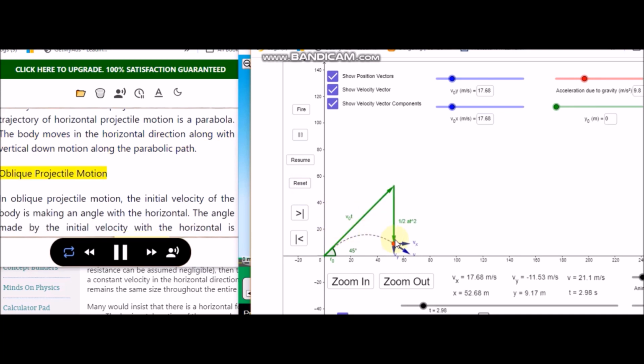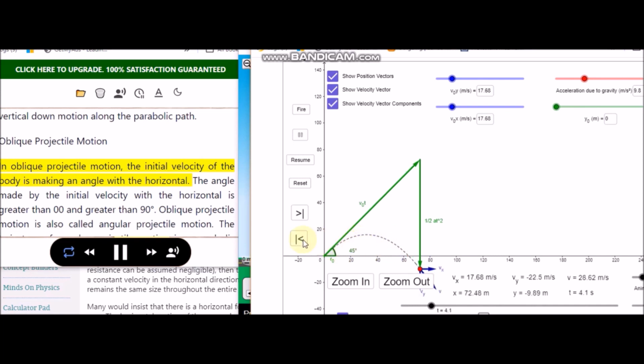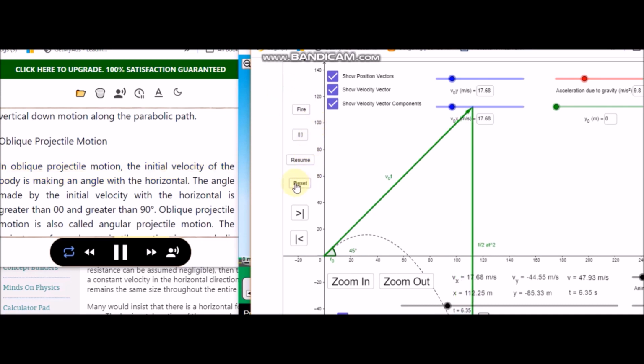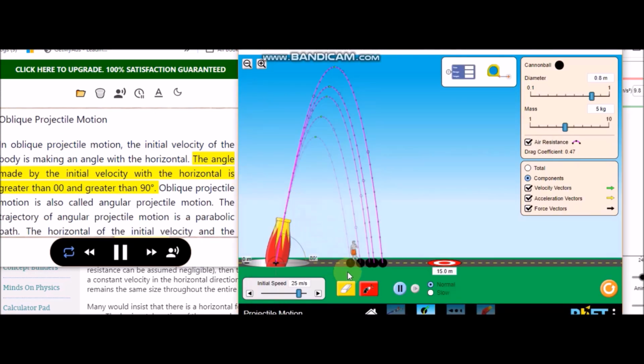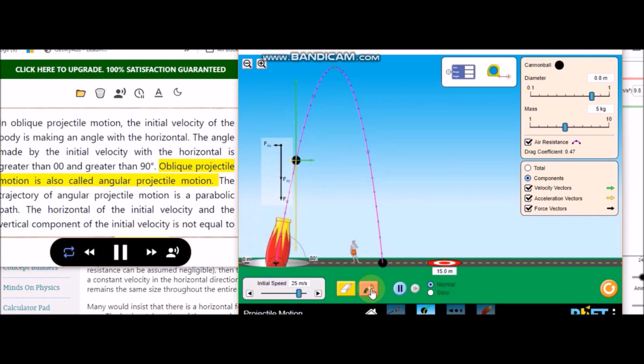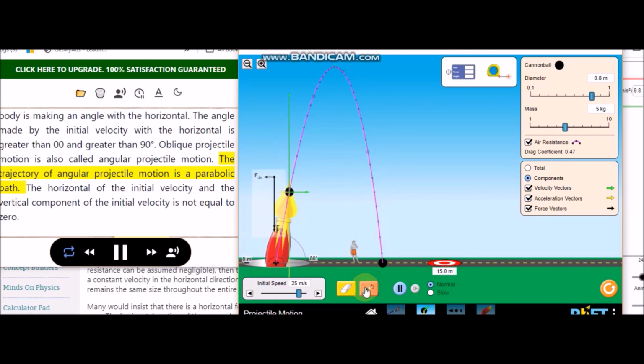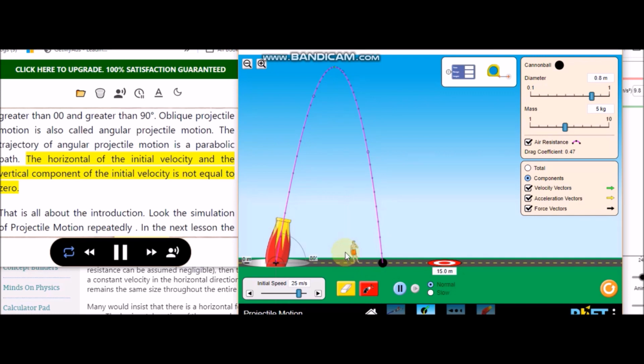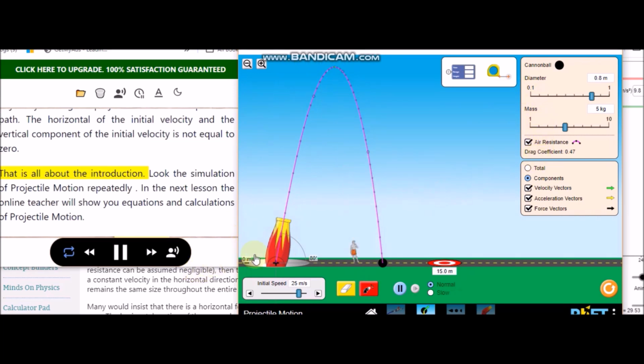Oblique projectile motion. In oblique projectile motion, the initial velocity of the body is making an angle with the horizontal. The angle made by the initial velocity with the horizontal is greater than 0 and less than 90 degrees. Oblique projectile motion is also called angular projectile motion. The trajectory of angular projectile motion is a parabolic path. The horizontal component of the initial velocity and the vertical component of the initial velocity are not equal to zero. That is all about the introduction.